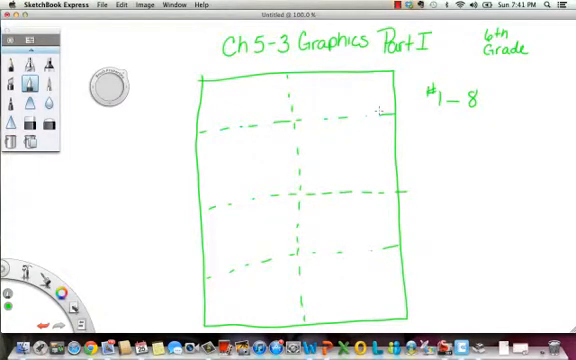Okay, so you are on Chapter 5, Section 3, Graphics, Part 1. These are numbers 1 through 8. Take your paper, fold the hot dog in half once and half twice, and you will have 8 spaces, okay? And you need to number them. One, 2, 3, 4, 5, 6, 7, and 8.